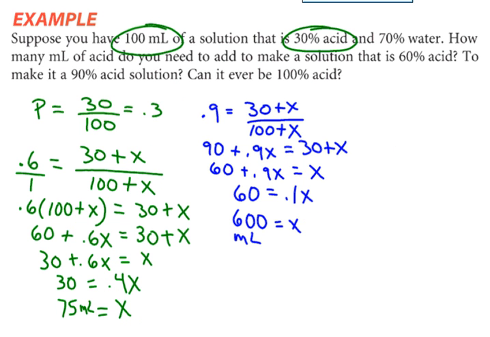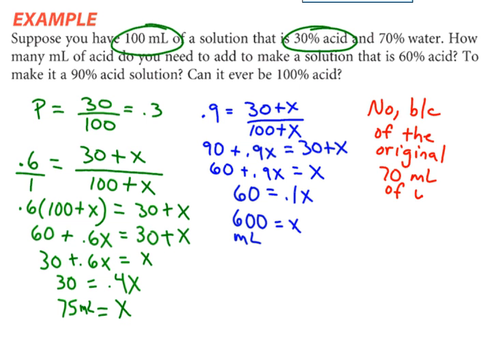The last thing we have to answer is, can it, meaning the solution, ever be 100% acid? So the solution can never be 100% acidic because, we'll say no, because of the original 70 milliliters of water.